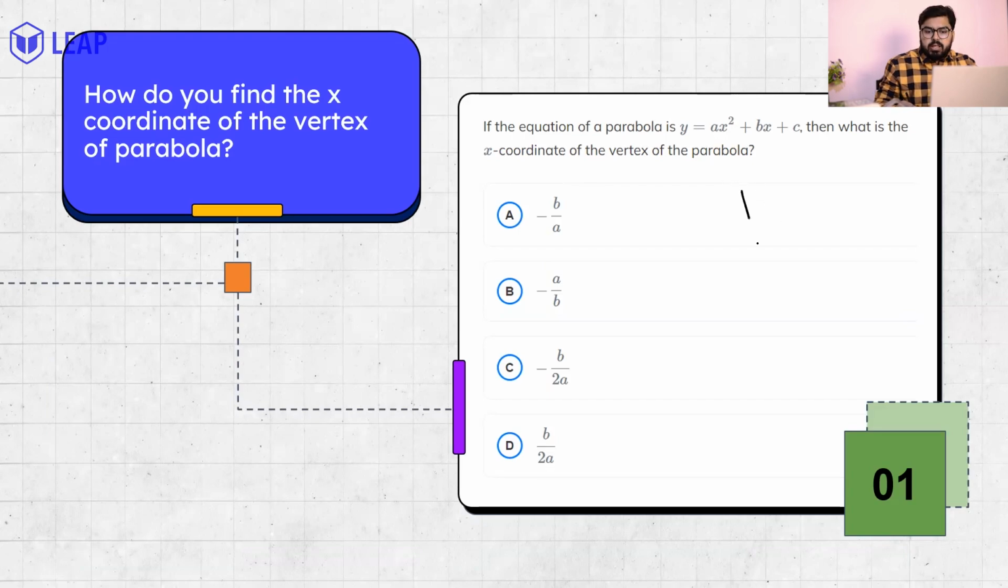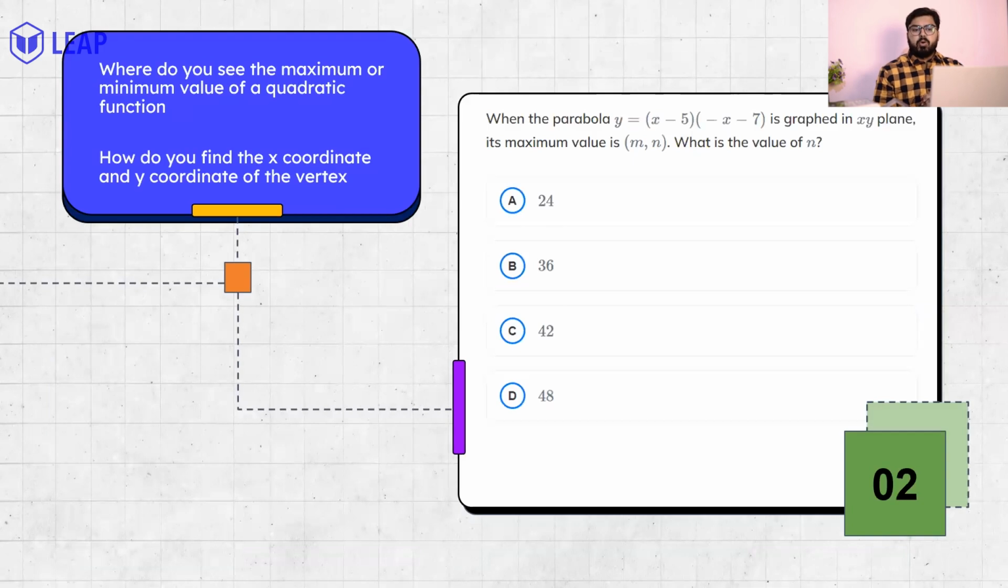Okay, so we know that we are talking about the vertex. Vertex means this point. The x coordinate of the vertex is h, which is given by minus b by 2a. So this is how you can find the x coordinate, right? We have just talked about it. Next question. When the parabola is graphed in the xy plane, its maximum value is m comma n. What is the value of n?